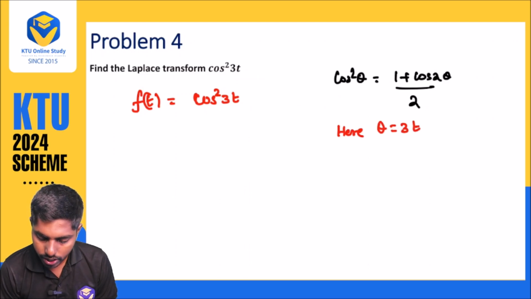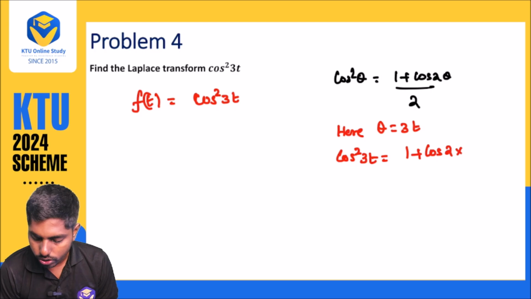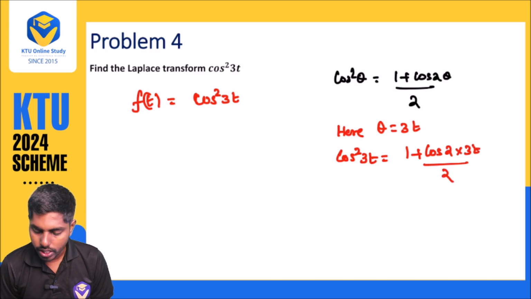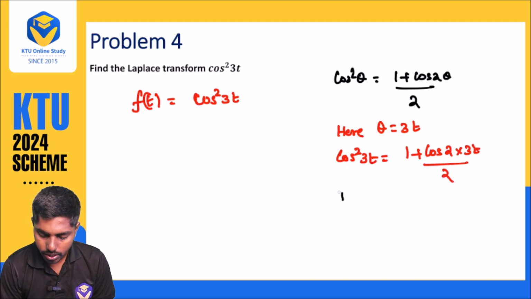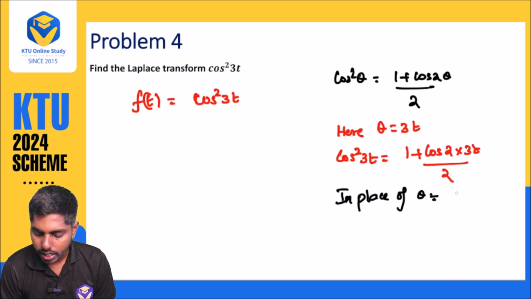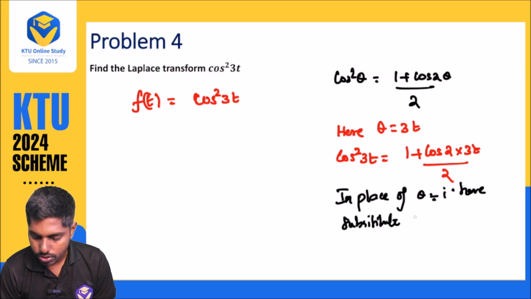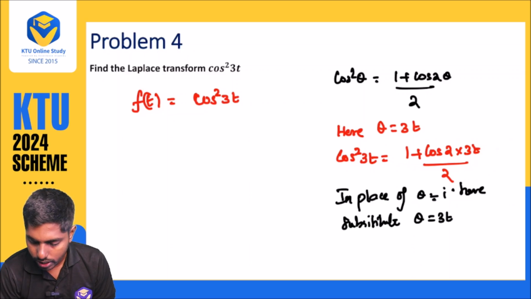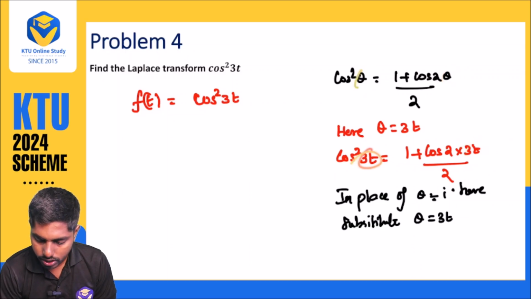That means what we can write: cos square 3t is equal to 1 plus cos 2 into 3t divided by 2. In place of theta I have substituted 3 theta. If you observe very carefully, in place of theta I have applied 3 theta.